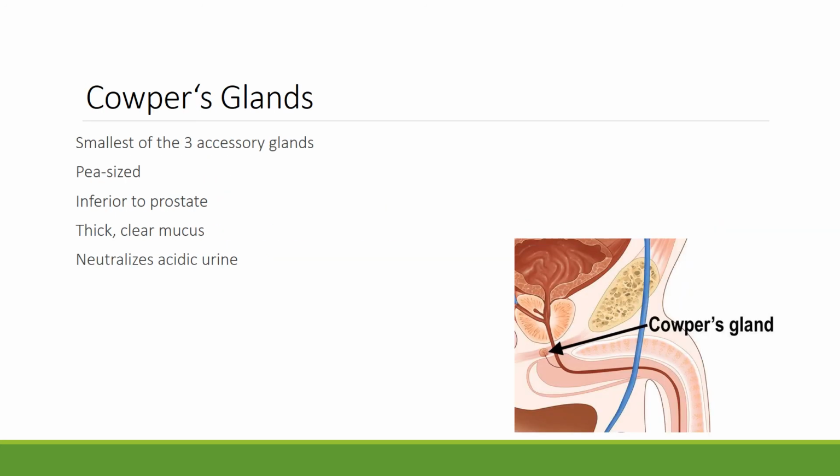The last male accessory gland is the Cowper's gland, also known as the bulbourethral gland, and it's the smallest of the 3 accessory glands. It's about the size of a pea, and it's located inferior to the prostate. It secretes a thick, clear mucus, and its main job is to neutralize acidic urine.